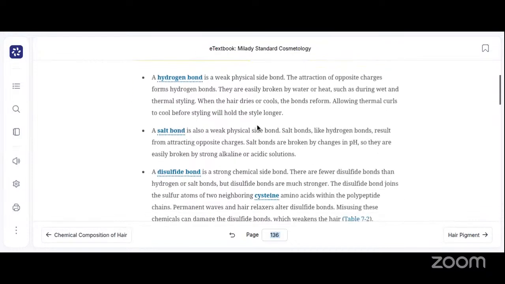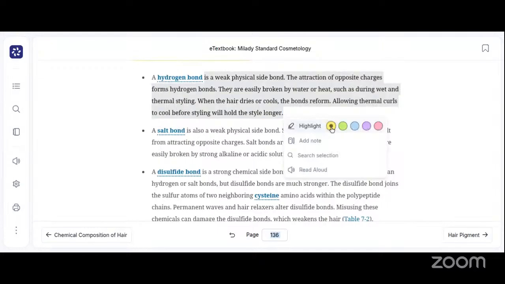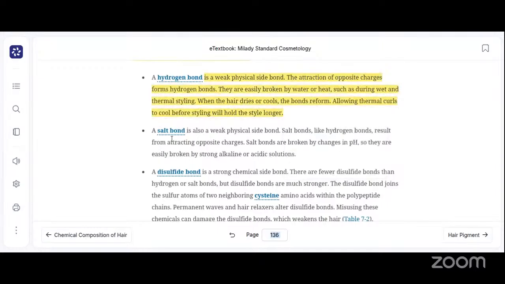A salt bond, and this is for us to review in the future as well. It says a salt bond is a weak physical side bond, just like the hydrogen bond. It is broken by pH.